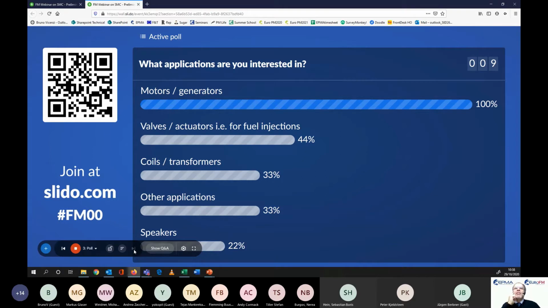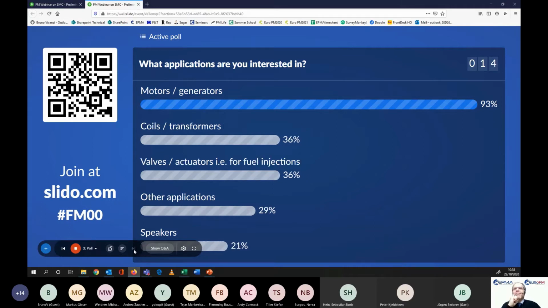Yeah, it would be interesting also to see what other applications there are in this case. As you notice, we have multiple answers possible. So of course the sum is not 100, but it means that the most voted is generally motors and generators. All right, any more?